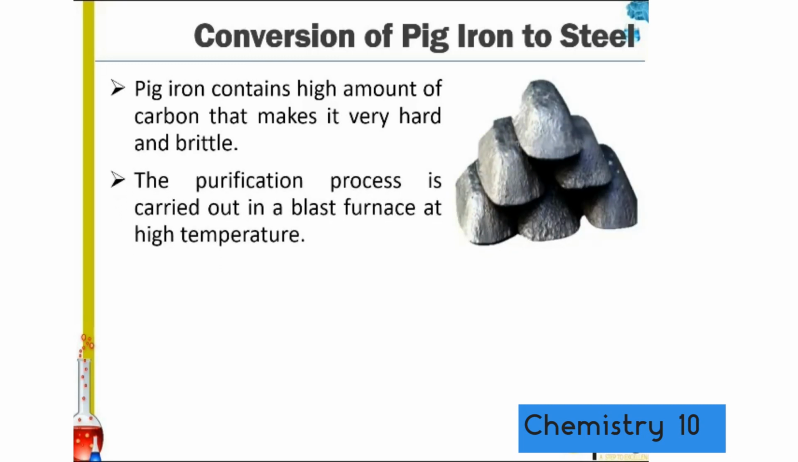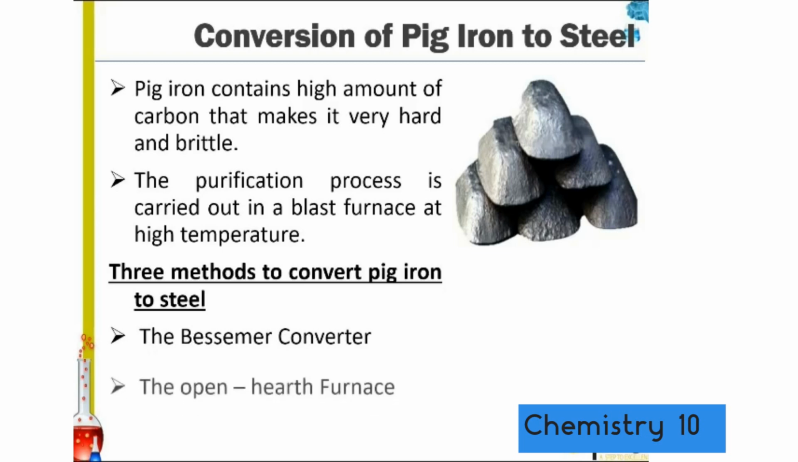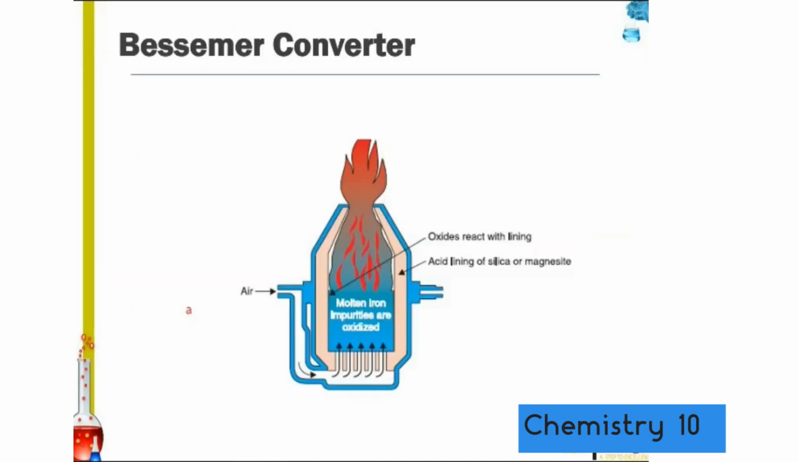The purification process of pig iron is carried out in a blast furnace at a high temperature. 3 methods can be used to convert pig iron into steel: the Bessemer converter, the open hearth furnace, and the basic oxygen process. This is the overall schematic of the Bessemer converter. The method by which impurities are removed is through an oxidation reaction and then a further reaction of these oxides with the acid lining within the converter.